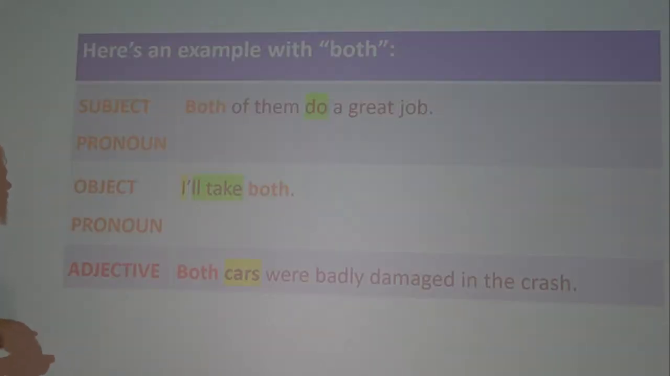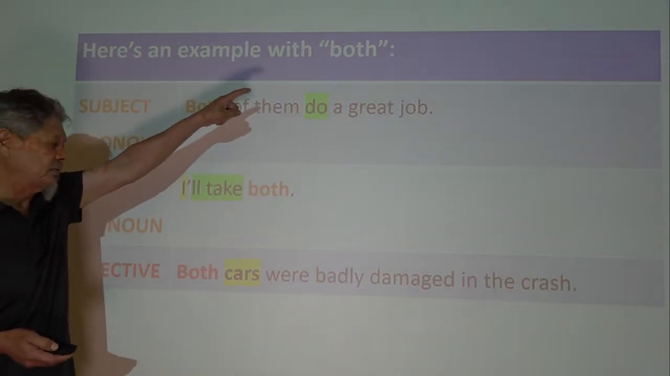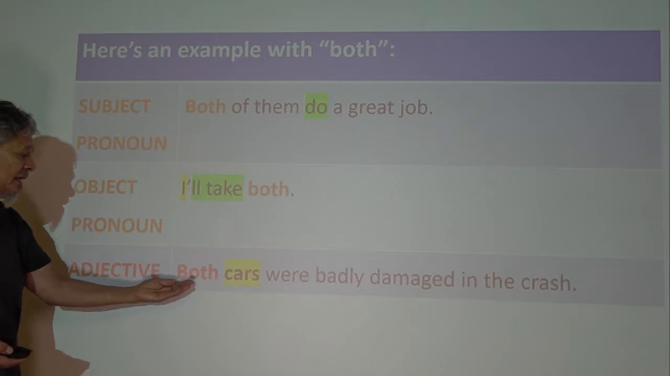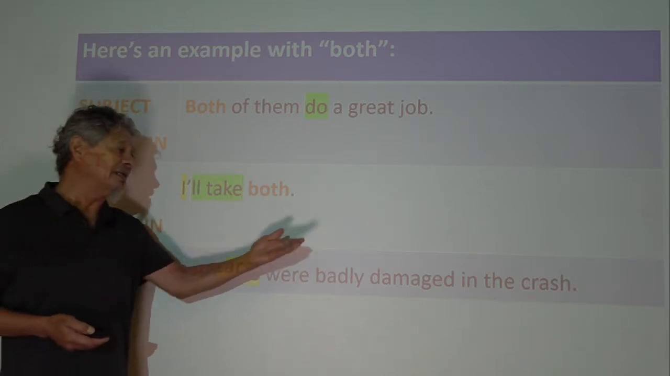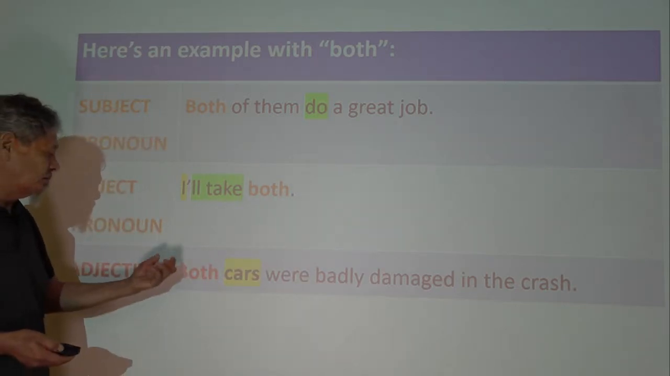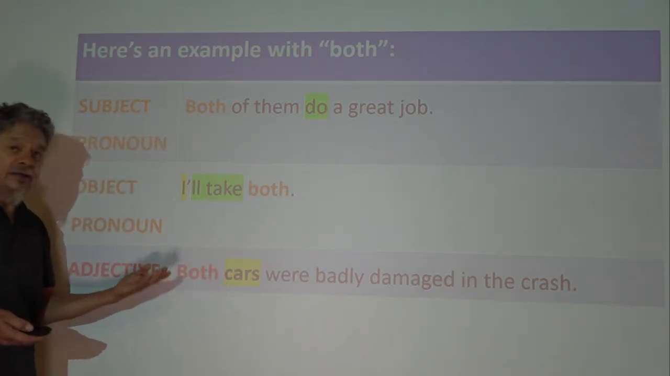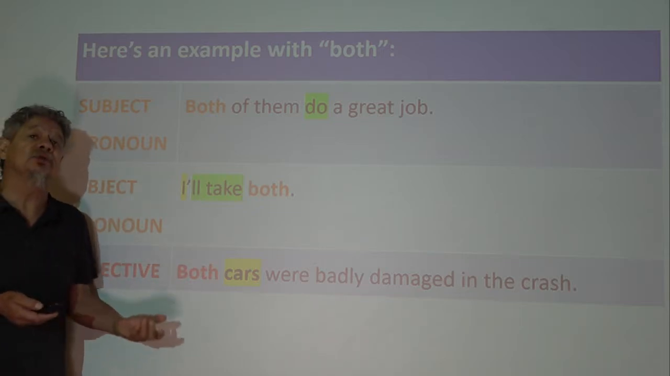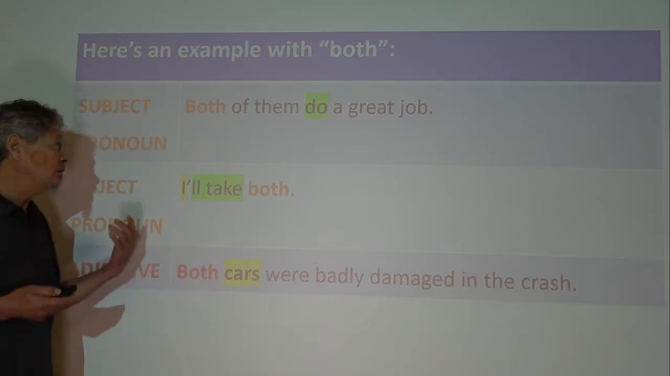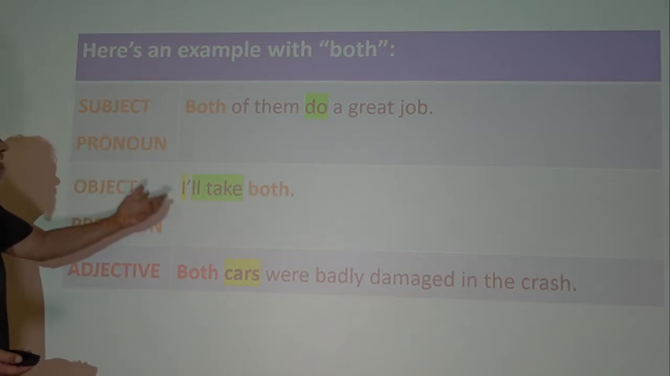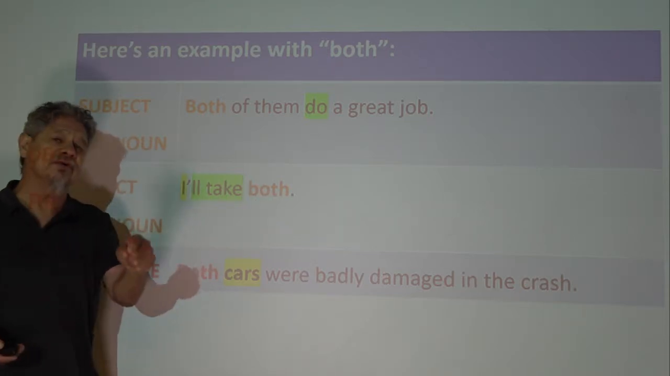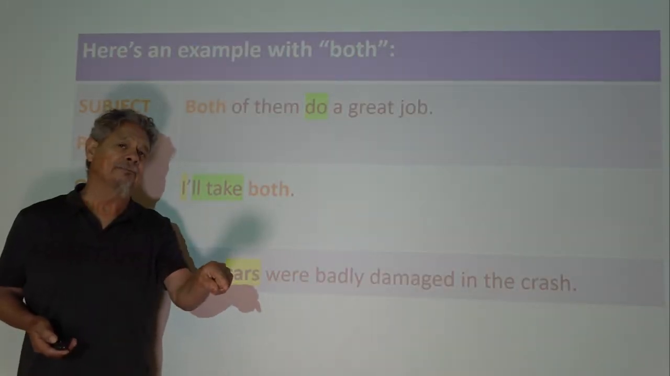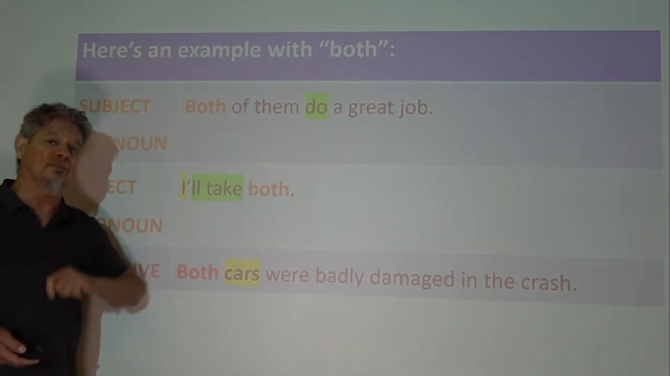And I like to show you three examples, beginning with the word both. Here is both in the way that we use it more often. If we say both cars were badly damaged in the crash. So both is describing cars. And this is the way perhaps that we are used to hearing the word being used. However, if I say, I'll take both, then I'm using both to refer to the 2 things that I want to take. And so I'm using both as an object pronoun.